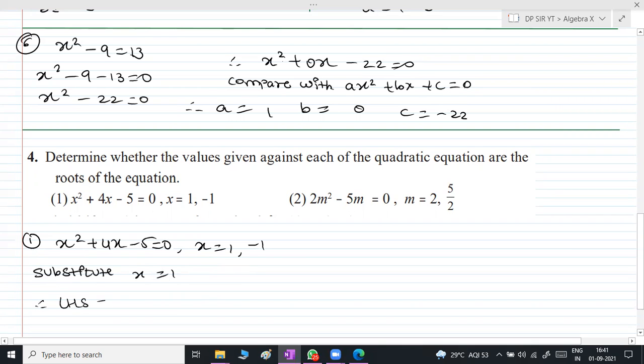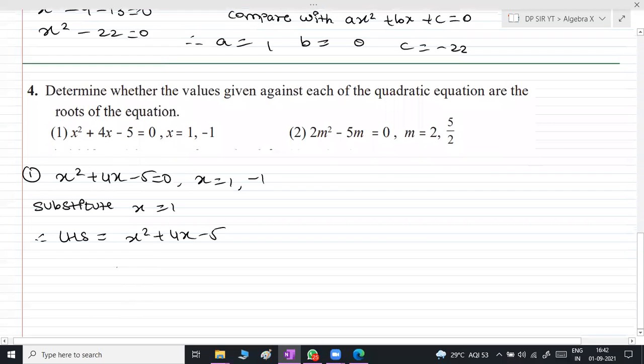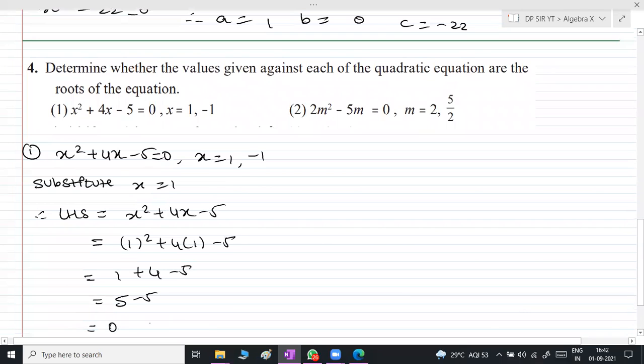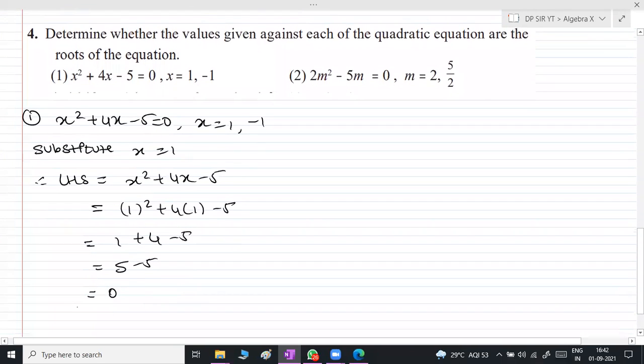Therefore, LHS is equal to, what is LHS? x square plus 4x minus 5, which is equal to, substitute, what do we have to do, 1, so 1 square plus 4 into 1 minus 5. So 1 plus 4 minus 5, which is equal to 5 minus 5, which is equal to 0, which is equal to RHS.